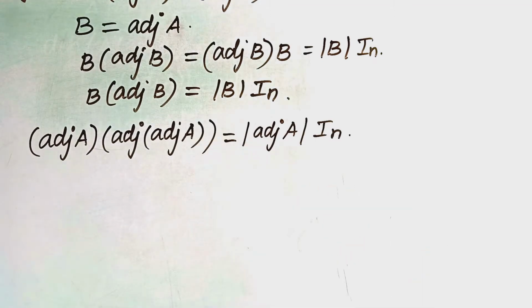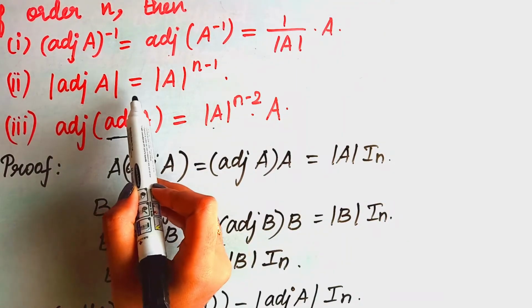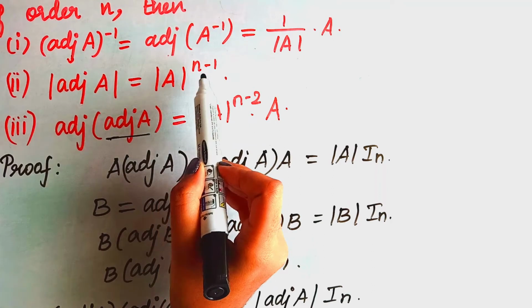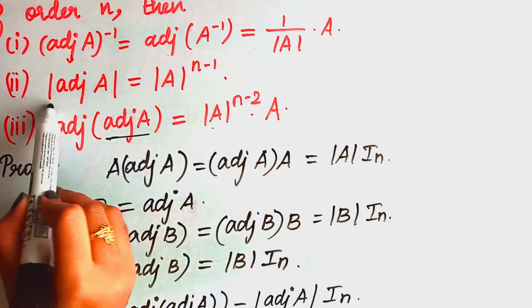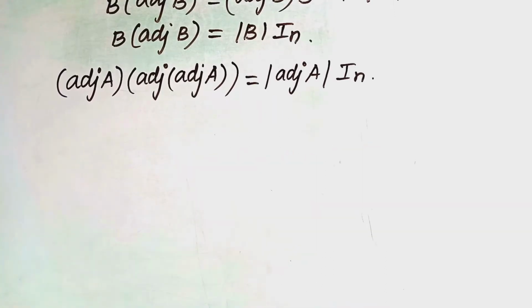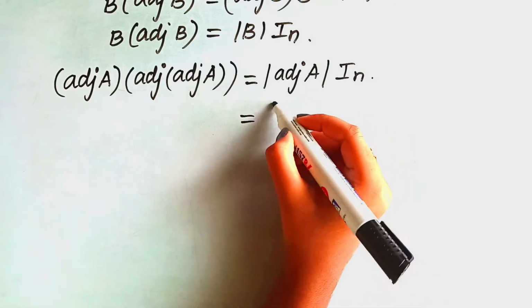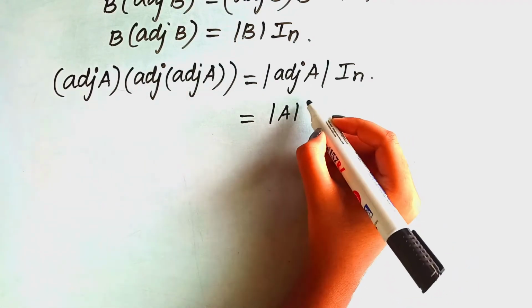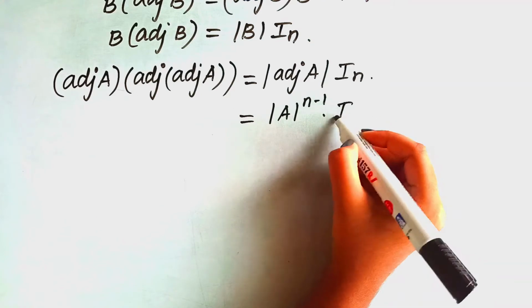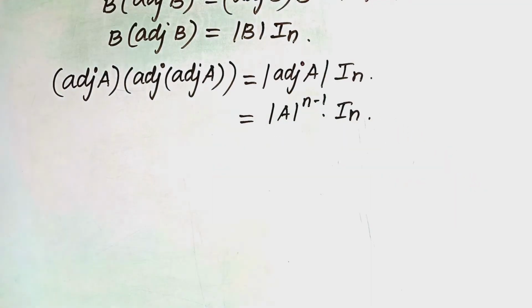So in the previous subdivision, we saw that determinant of adjoint A is equal to determinant of A power n minus 1. Right. So we are going to substitute this in our equation, so that we'll get, instead of determinant of adjoint A, determinant of A the whole power n minus 1 into In here. And then this term will come here as it is.